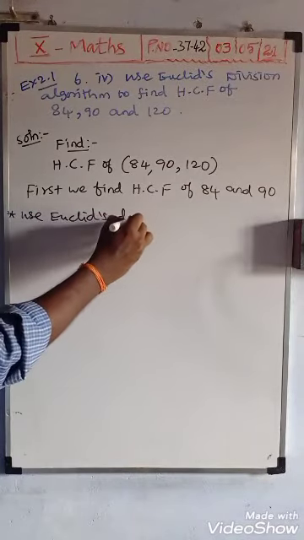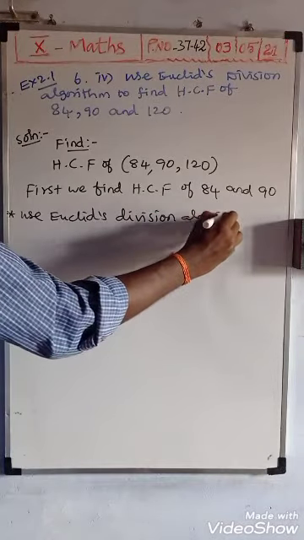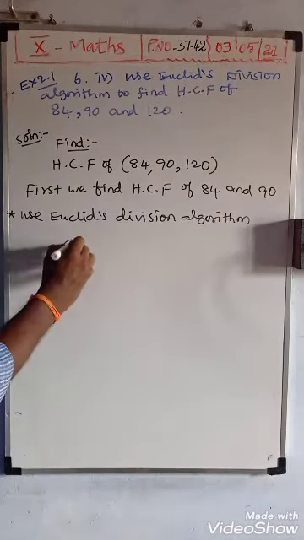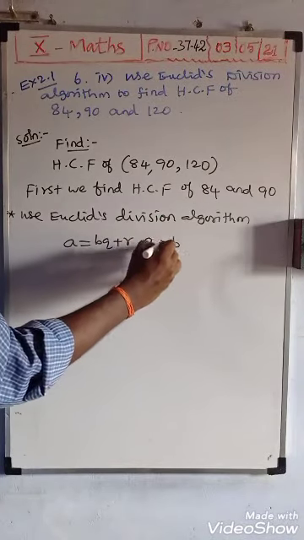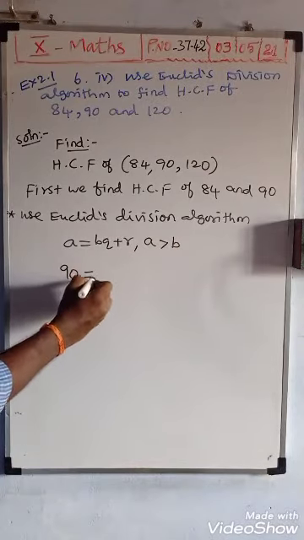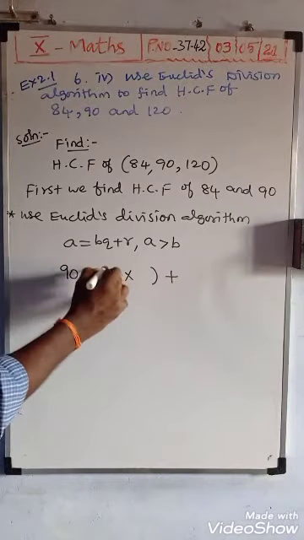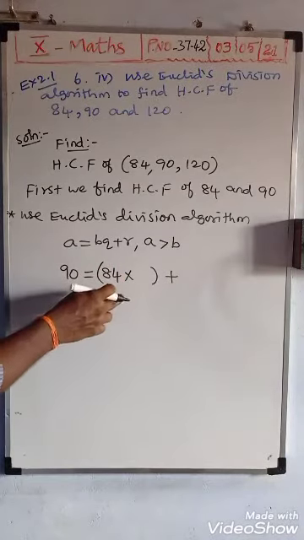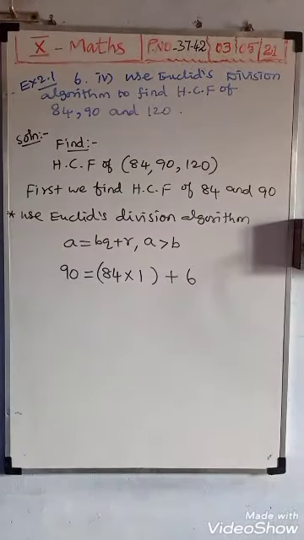With the help of Euclid's division algorithm, okay, what is that? A is equal to BQ plus R, where A is greater than B. That means here the first number is 90. So 90 is equal to 84 into some number plus the remainder. How many 84s are there in 90? Only one 84. The remainder you will get is 6.